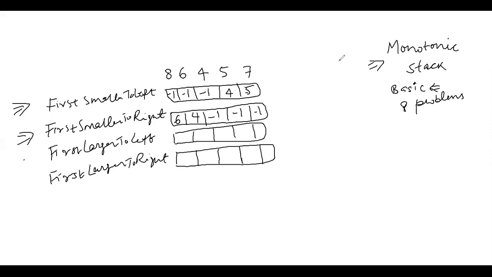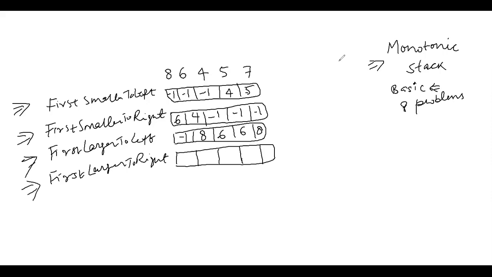-1. Great. Now first larger to left. So for 8, first larger towards its left. There is nothing towards its left, so -1. For 6, first larger, so 8. For 4, first larger is 6 towards left. For 5, first larger towards its left is still 6. For 7, first larger towards its left is 8.